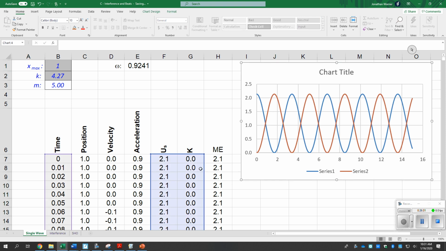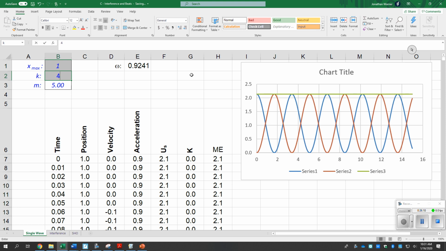What if I were to include... This is a plot of mechanical energy as a function of time. It's constant. That's wonderful. Why is k 4.27? Let's make it something like 4.